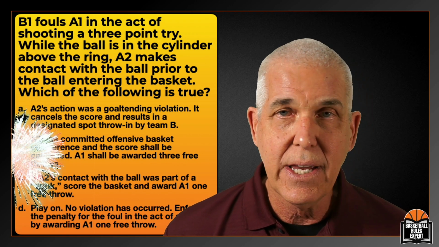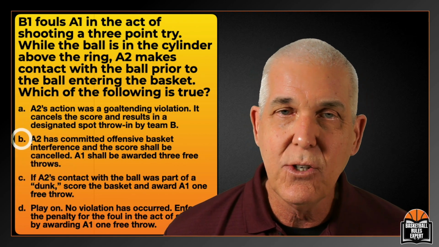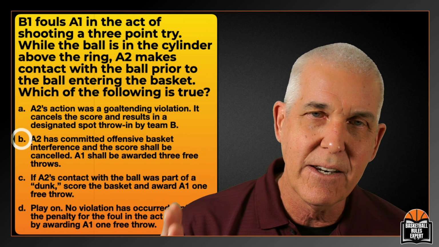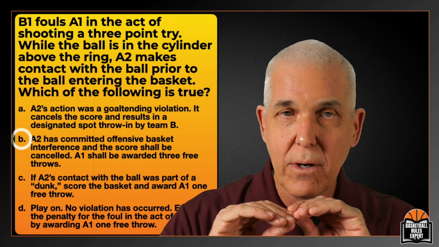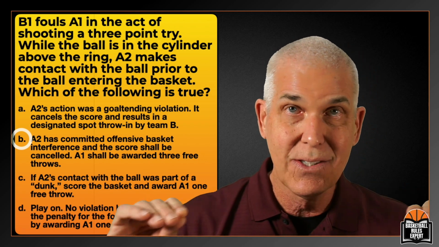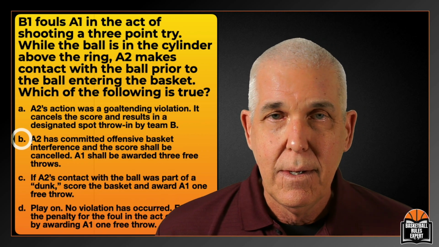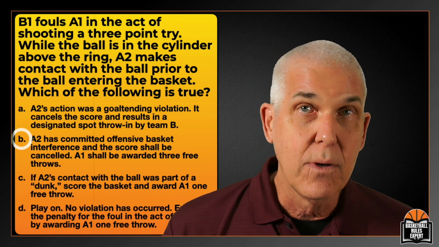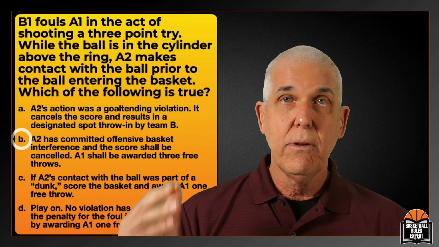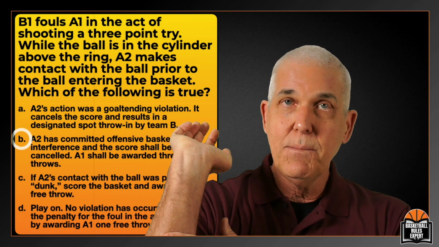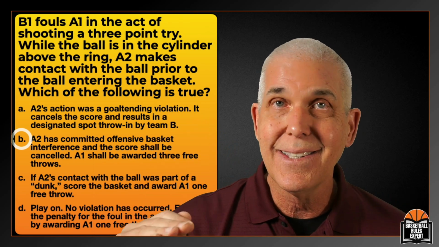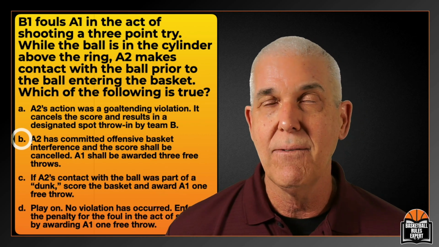Right, our correct answer here is B. A2 has committed offensive basket interference and the score shall be canceled, or there is no goal. A1 shall be awarded 3 free throws. They were a three-point shooter. They were fouled during an attempt. Their goal was unsuccessful due to a teammate violating.